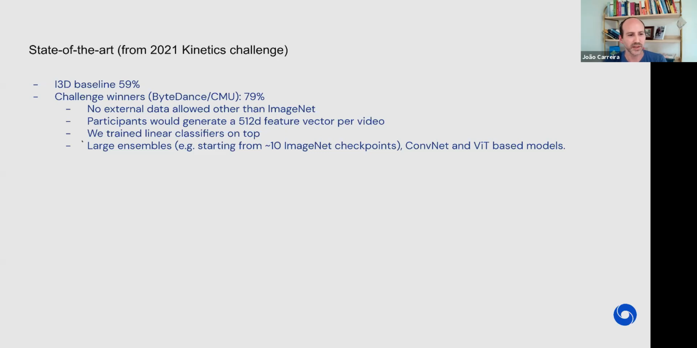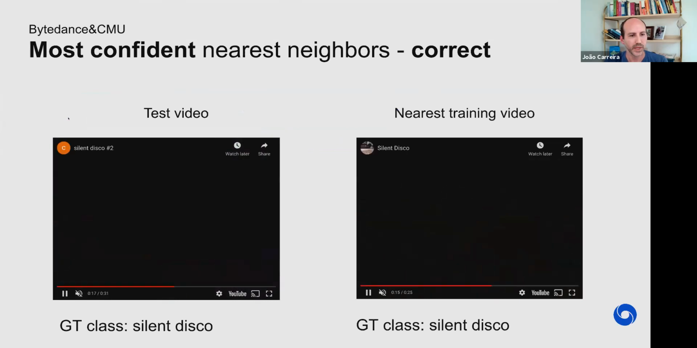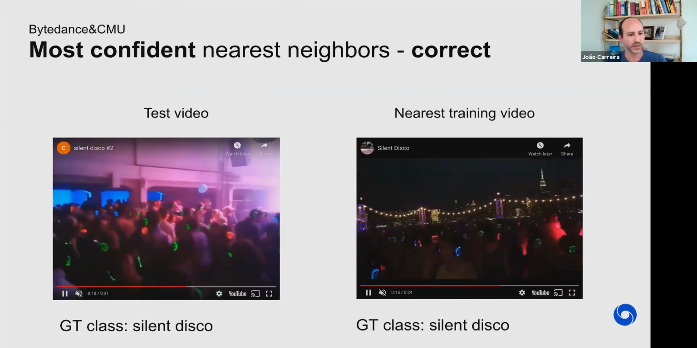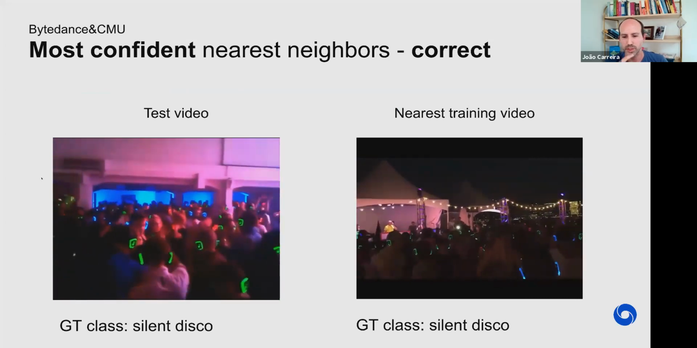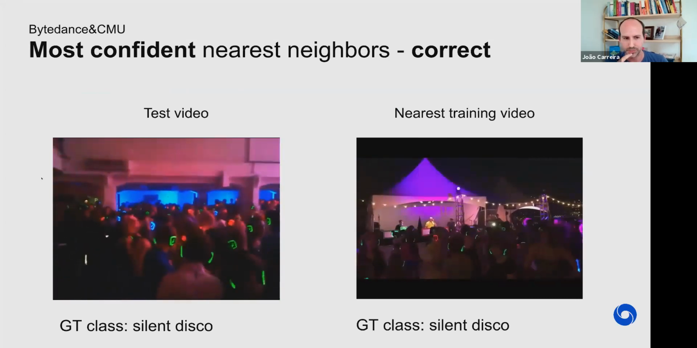Unfortunately, the participants still used large ensembles of models. We were trying to avoid this, but in the end, the best participants would use like 10, 13 ImageNet checkpoints, combining ConvNets and ViT-based models and whatnot, and those end up getting the best results. But anyway, let me show you some of the analysis we did on the best method, just so you understand where the technology is right now.